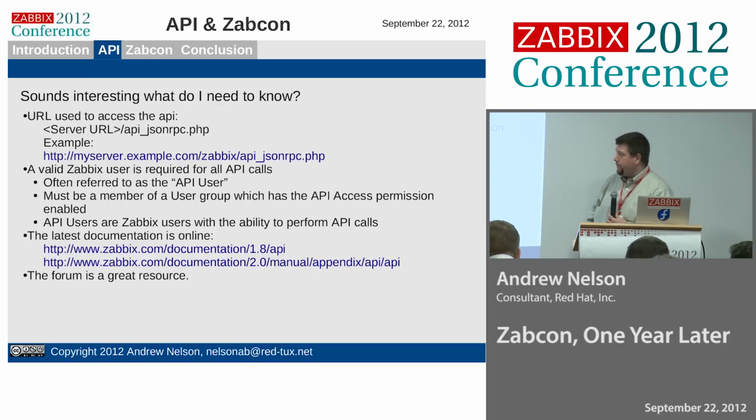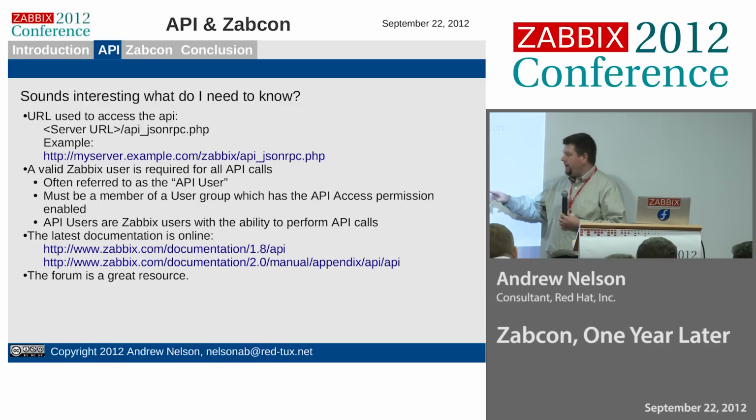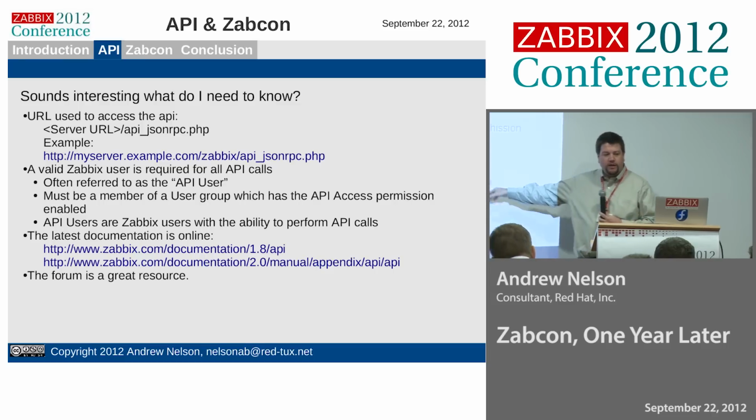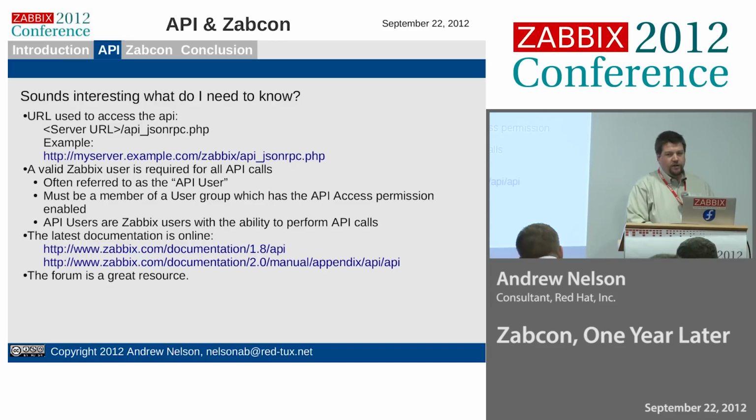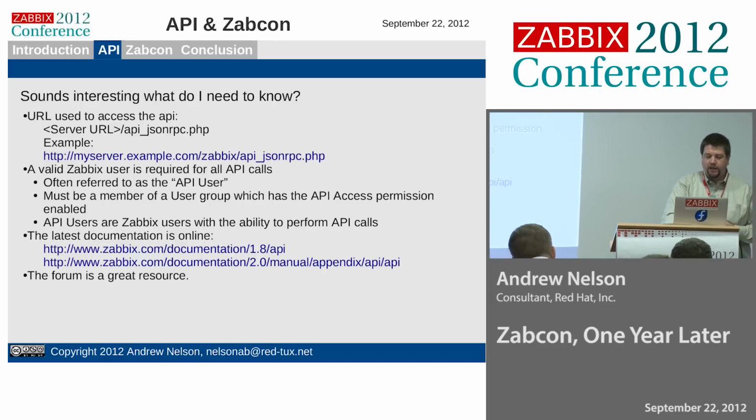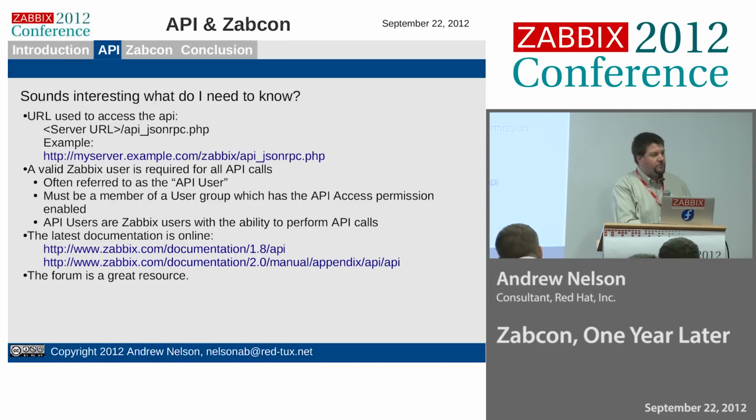So how do we access the API? We call the server URL with /api_jsonrpc.php. Then we just send it some JSON information. The API is forever evolving and improving, fortunately. So the two sources of information are there for you, and also the forum is quite helpful many times. So if you're having some challenges, some frustrations, that's a good place to go as well. And also oftentimes IRC.